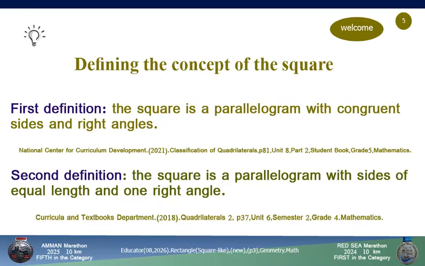Defining the concept of the square. First definition. The square is a parallelogram with congruent sides and right angles. Second definition. The square is a parallelogram with sides of equal length and one right angle.